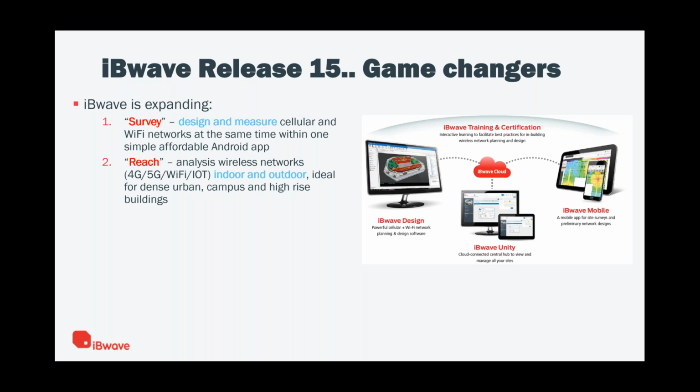The second product is Reach. This is the first time on the market there's a product where you can make an indoor and outdoor wireless design at the same time. So 4G, 5G, Wi-Fi, IoT, you can visualize the macro signal coming into the building, and you can also visualize the in-building leakage outside.